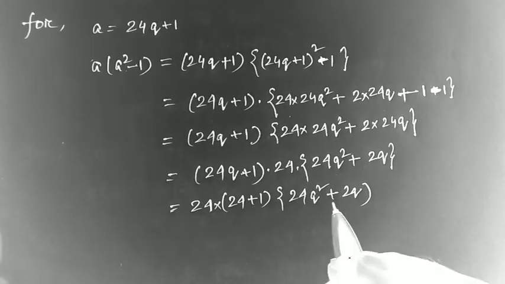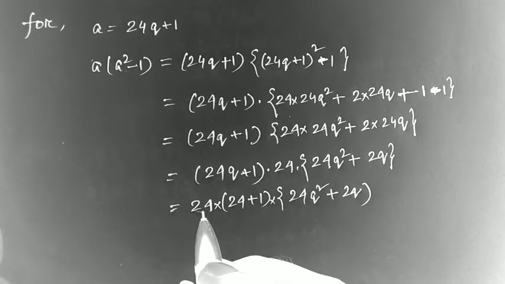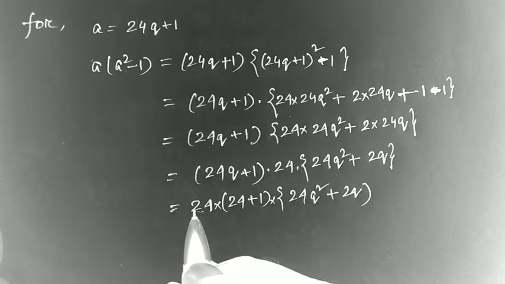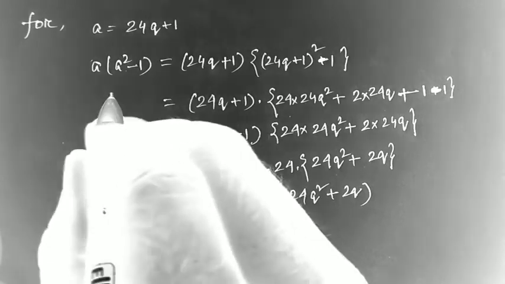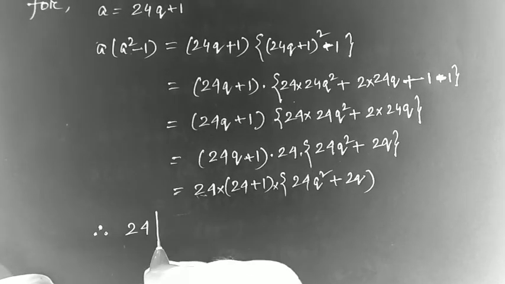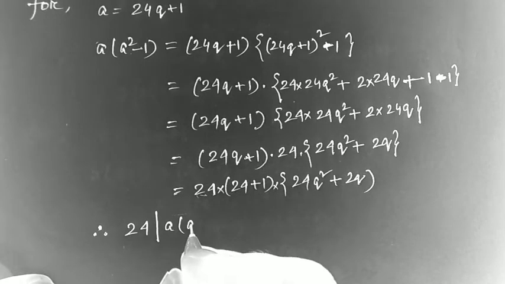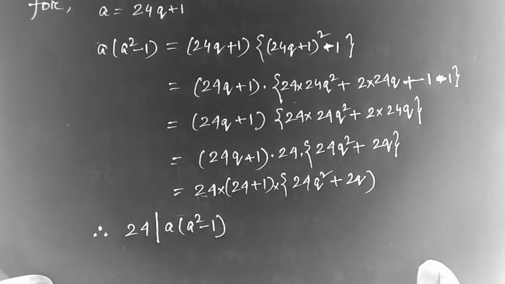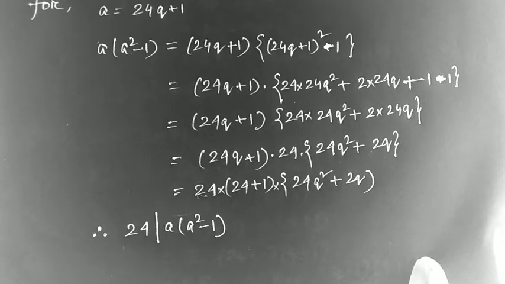Since we expressed it in the form of multiples of 24, 24 can be taken this side. Therefore 24 divides a into a square minus 1. Very easy. So for the value 24q plus 3, we will show it.